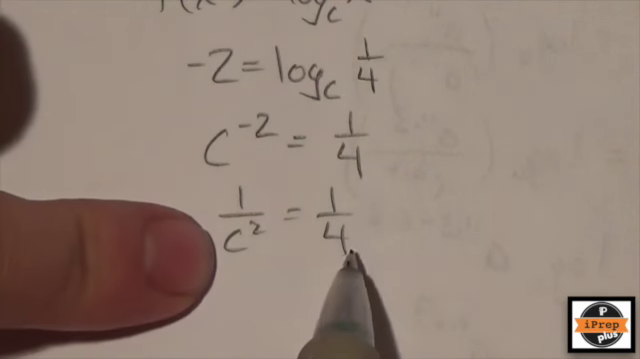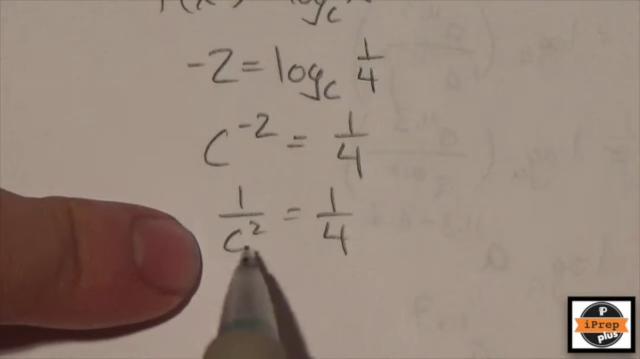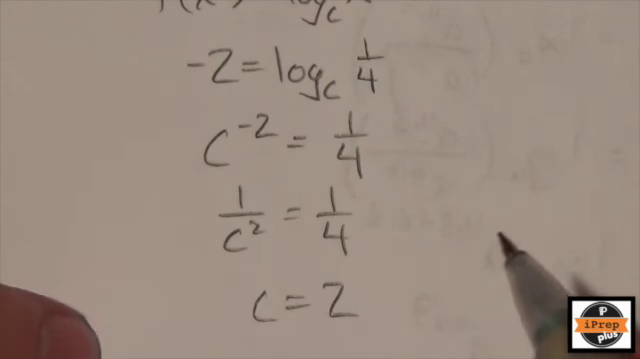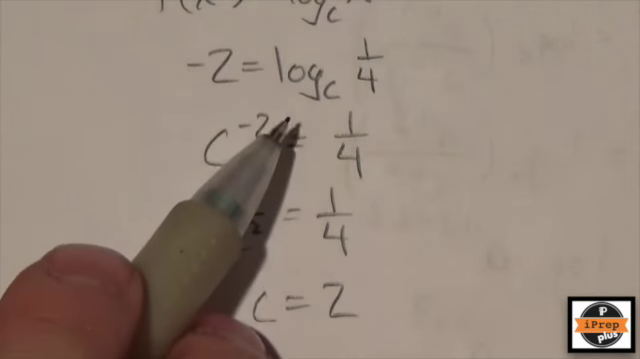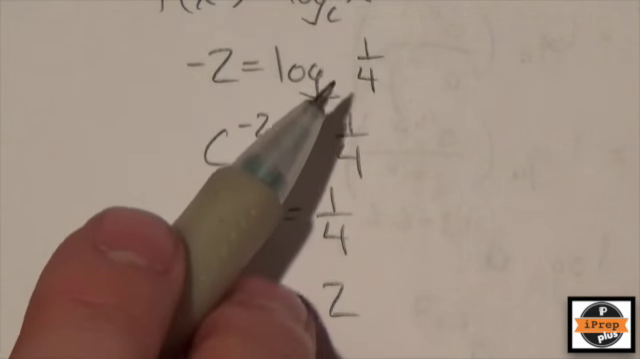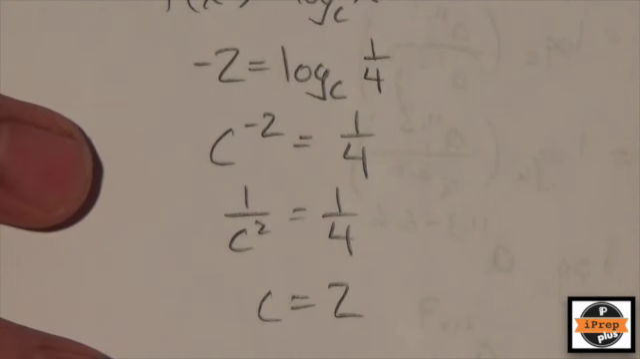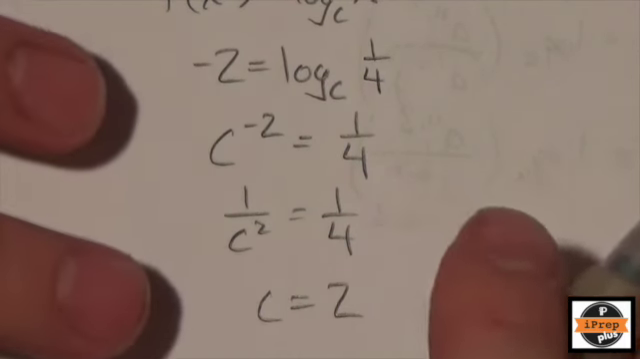Just compare those two. The denominators are both 4. What's the square root of 4? Well, it's 2. So c is going to equal 2. I could do plus or minus 2, but I know it's going to be plus 2 because c is the base of the logarithm, so it's going to be positive.